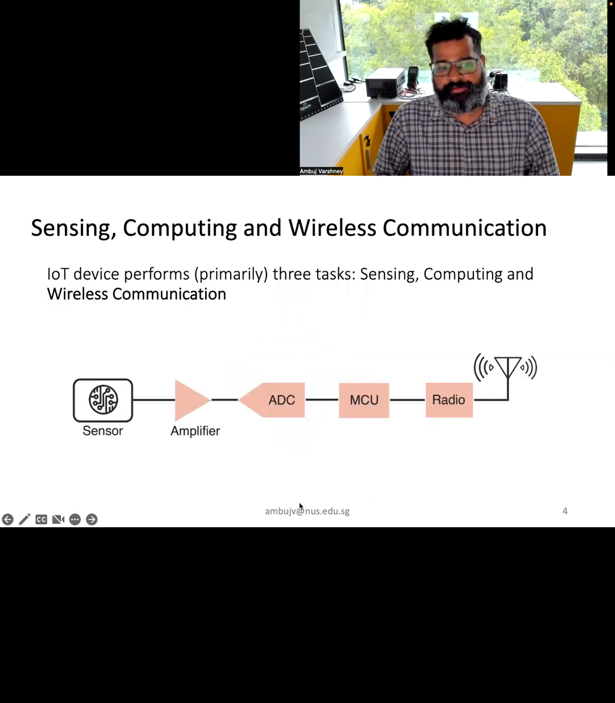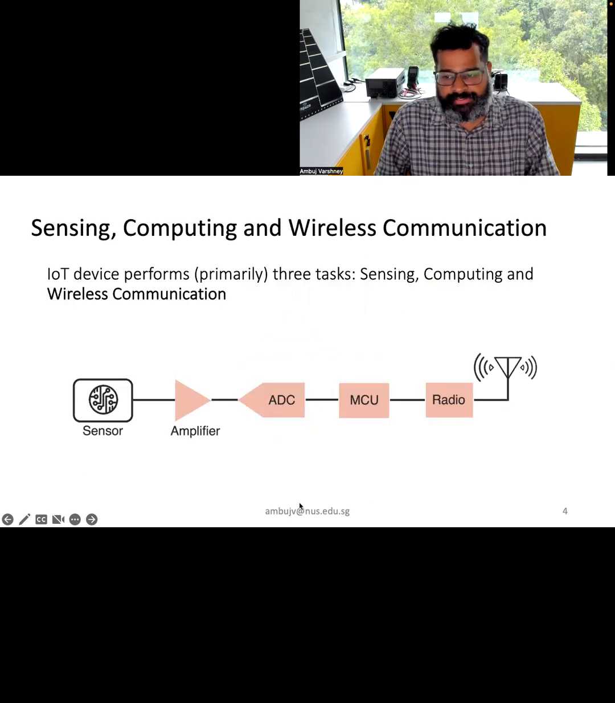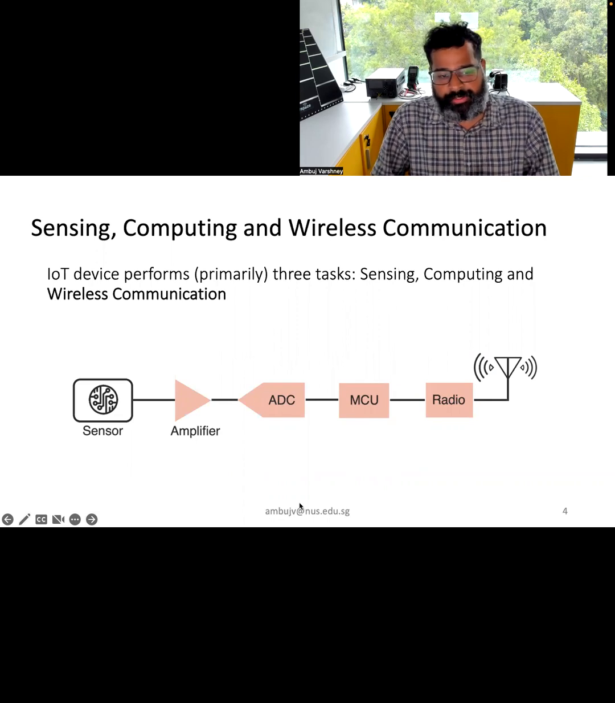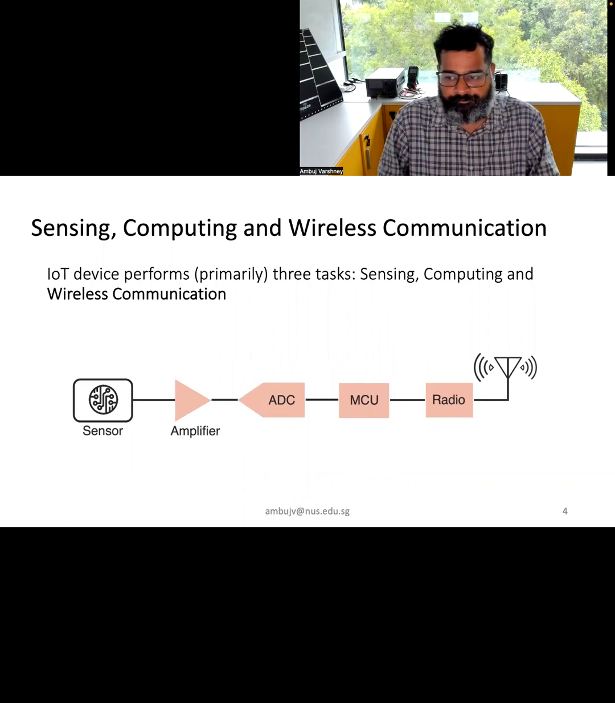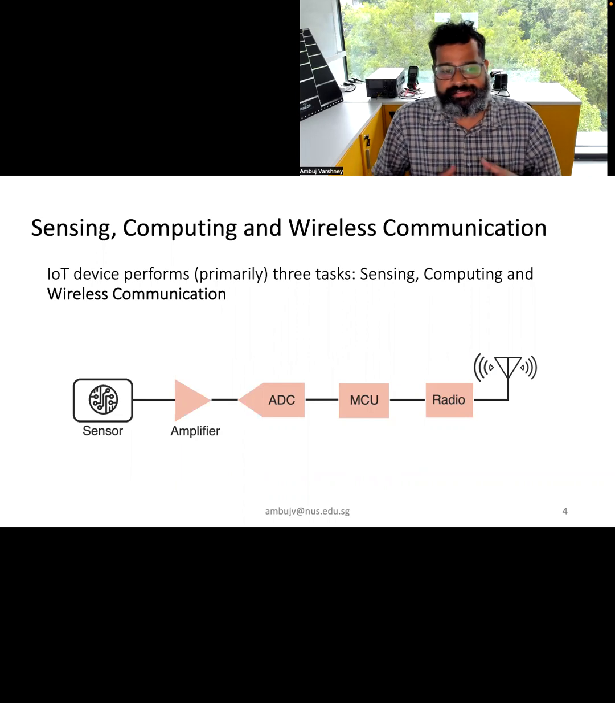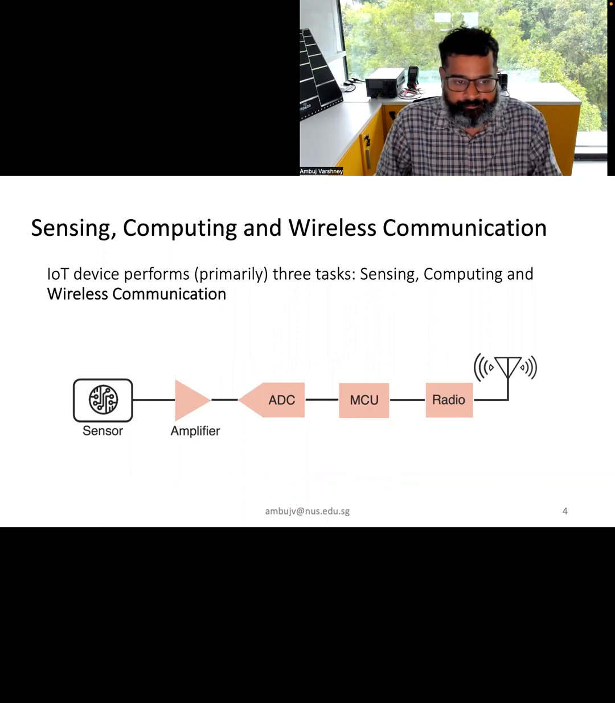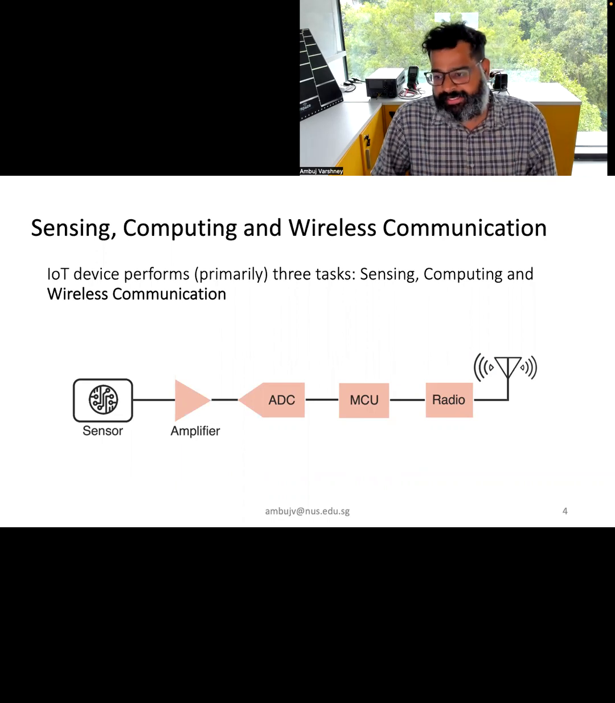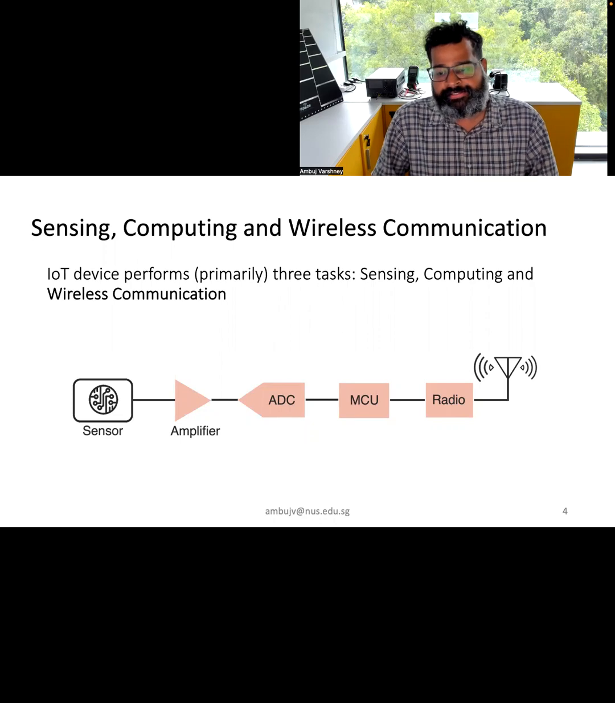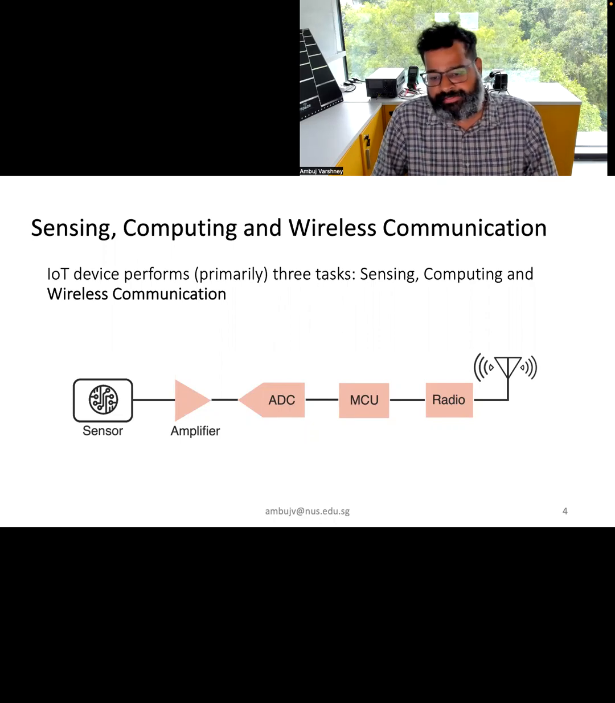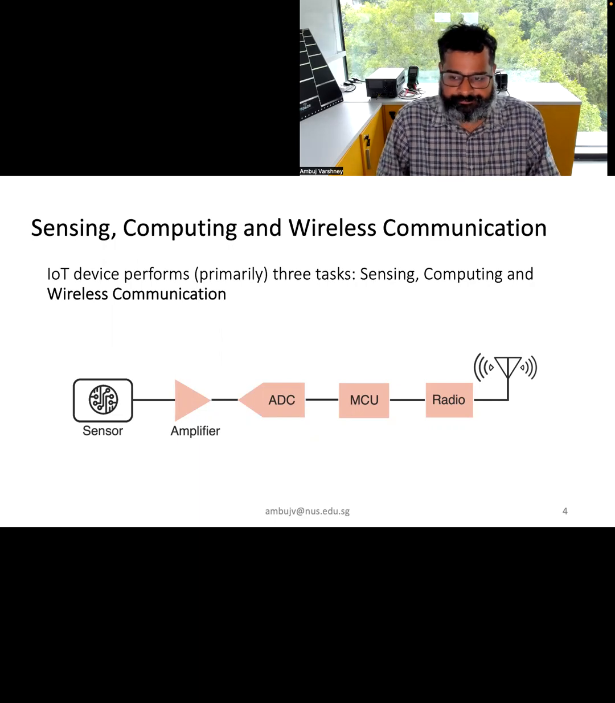So most IoT devices have a pipeline architecture, and this is very similar to the one that we depict in this slide. In this architecture, the sensor readings are passed through a series of stages where they undergo pre-processing before being wirelessly transmitted by a radio transmitter. Of all these stages in the pipeline, the radio transmission is the most power-intensive task, while sensing is the least power-intensive task.